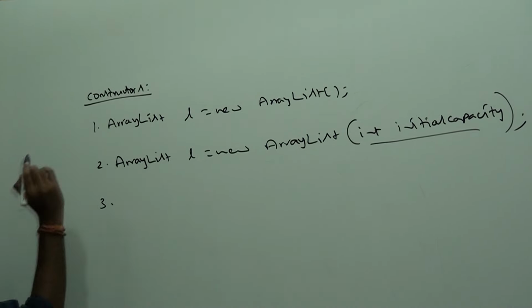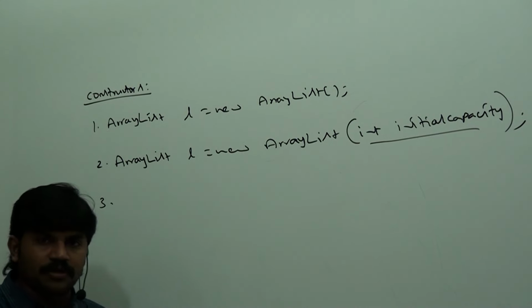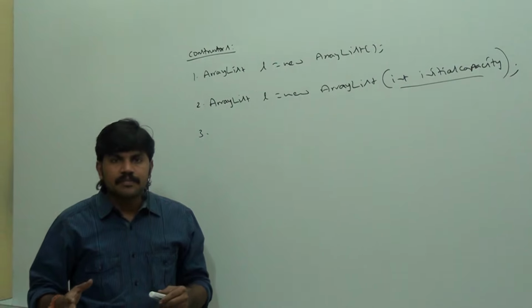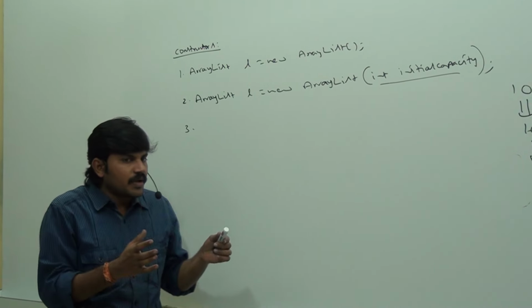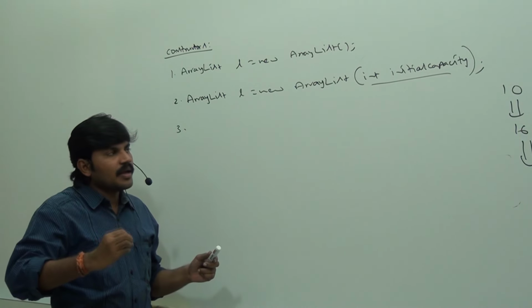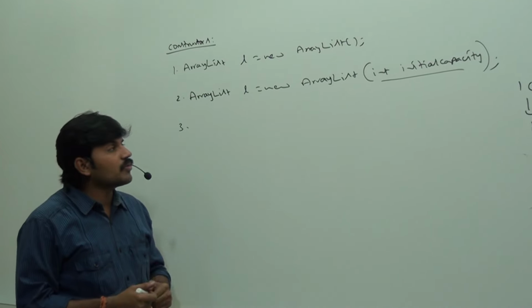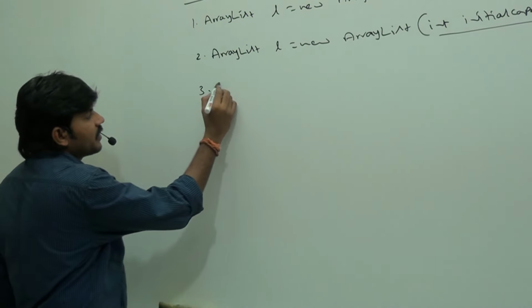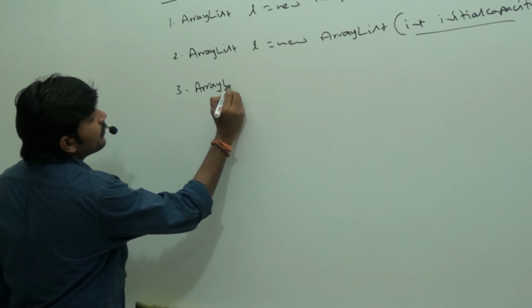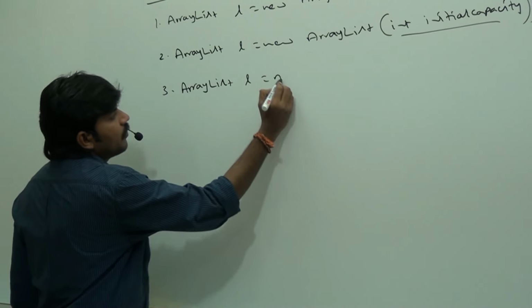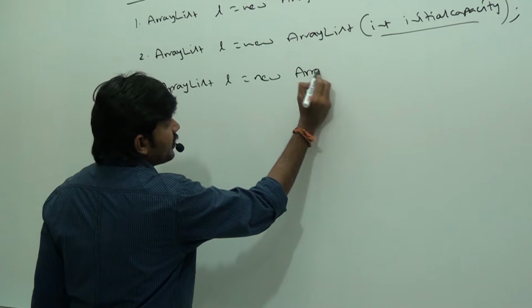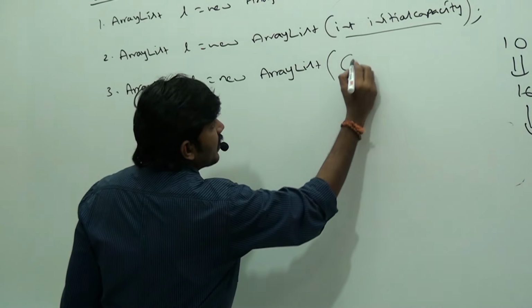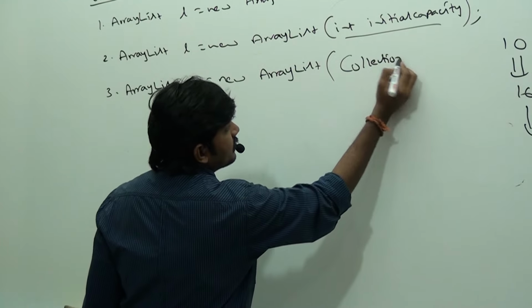Now the third one, this constructor is a bit important. I have a linked list, and I want to create an equivalent ArrayList, or I have a tree set and I want to create an equivalent ArrayList. Then which constructor? ArrayList l = new ArrayList(Collection c).